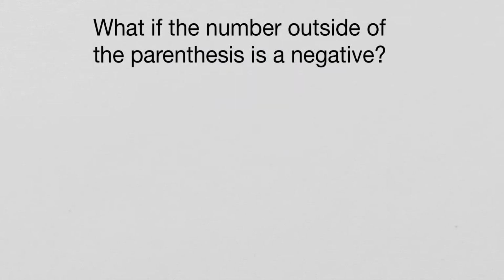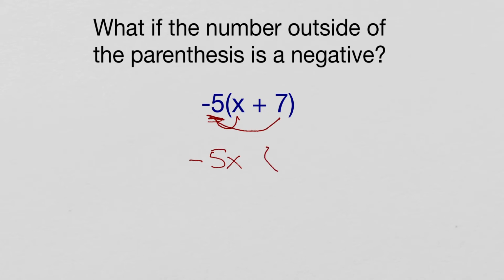We can take this a step further and get a little bit more difficult. What if we have a negative number outside that parenthesis? Let's take a look at what that looks like. So I have negative 5 outside, and then in parentheses, x plus 7. Let's see what happens here. In this case, I still just take that negative 5, that number on the outside, and I'm still going to multiply it by each thing inside the parenthesis. So negative 5 times x is going to be negative 5x. I have negative 5 times 7. Negative 5 times 7 is negative 35.